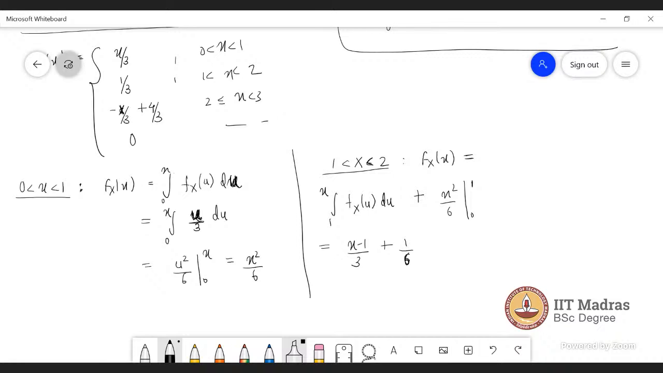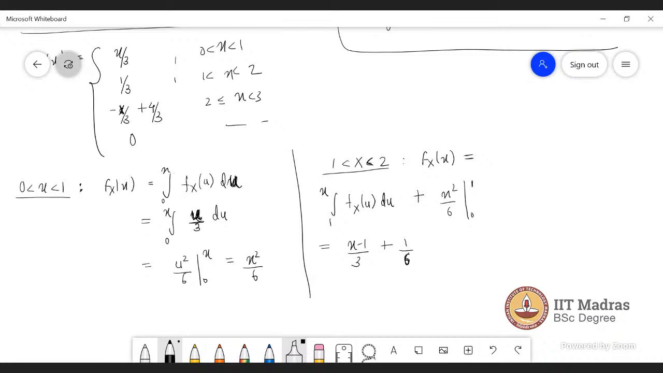Ma'am, but integral of 1 by 3 will be x by 3, no? It is x by 3, but you have to take the limit from 1 to x. Upper limit minus lower limit, right? Yeah, right. Got it.